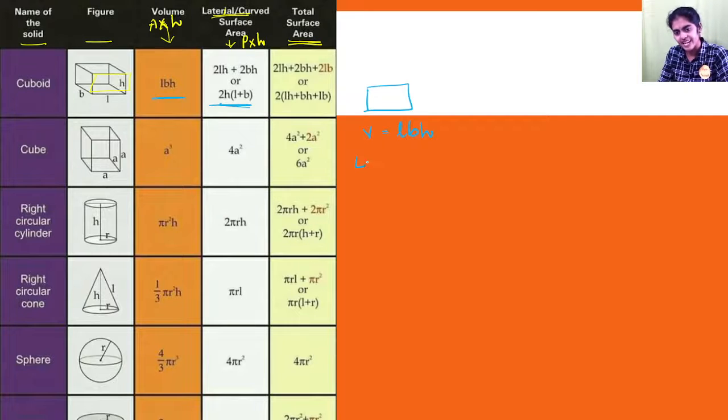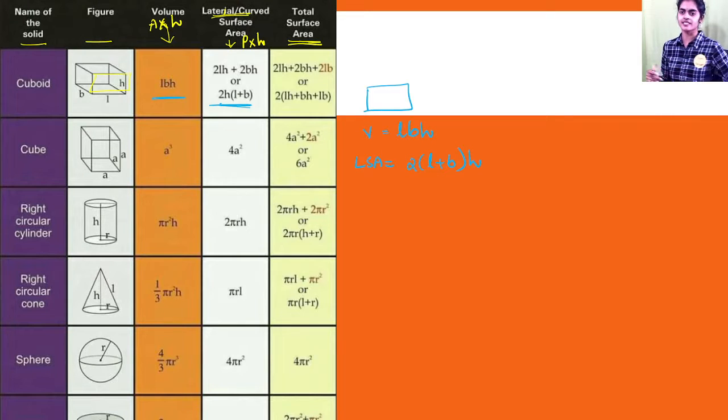Now if I want the lateral surface area, in cube and cuboid you call it the lateral surface area. So 2 into L plus B is the perimeter of the rectangle. You multiply this by h, and you will get the lateral surface area. Clear till here? Now I'll explain this with an example.